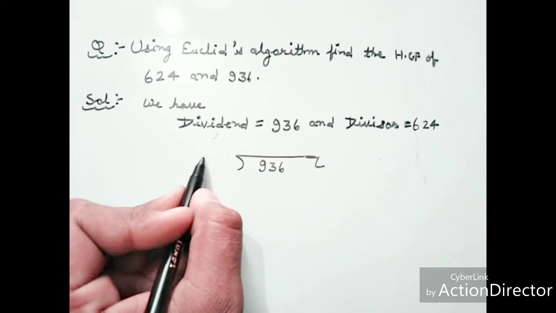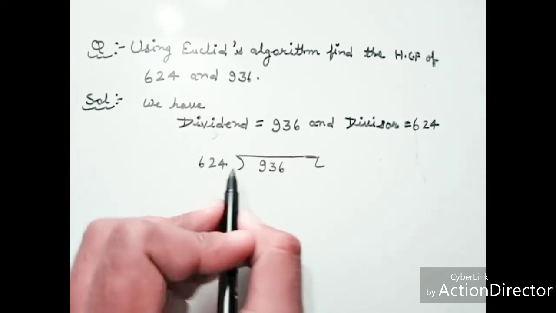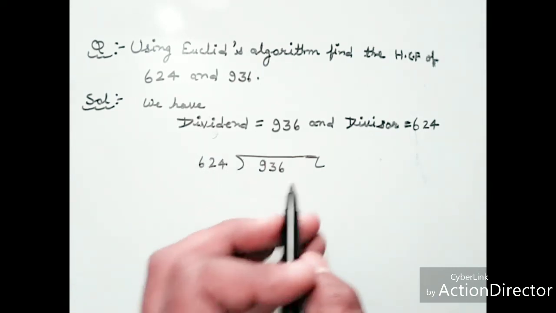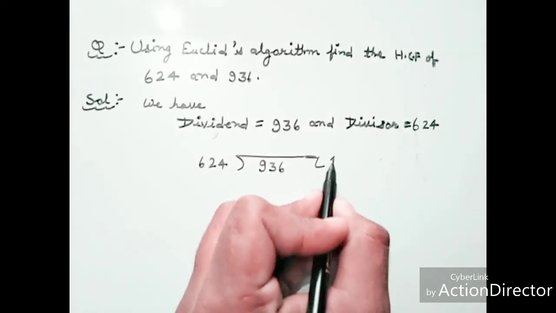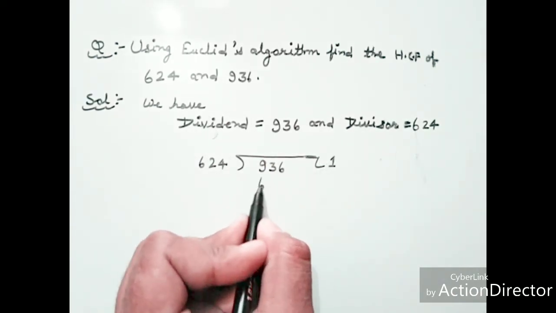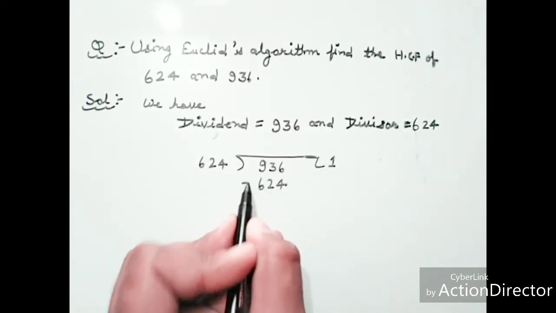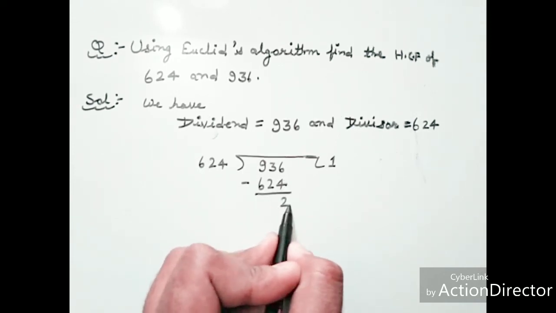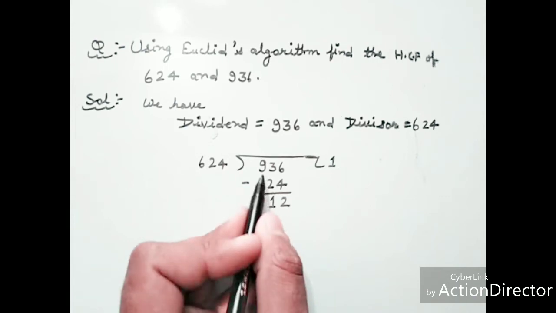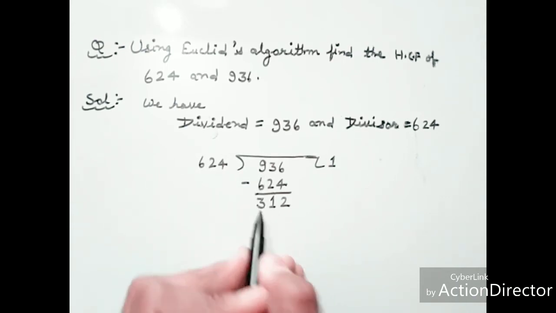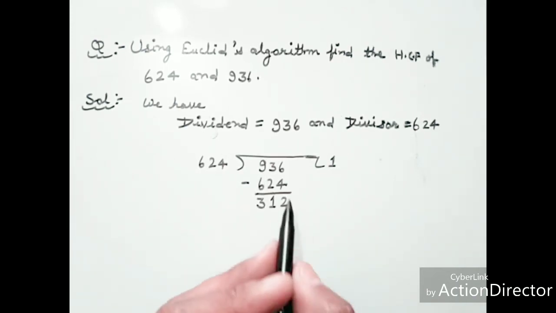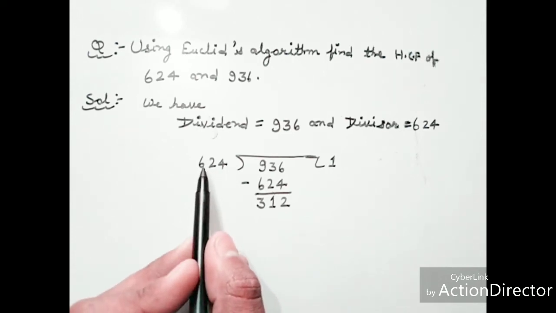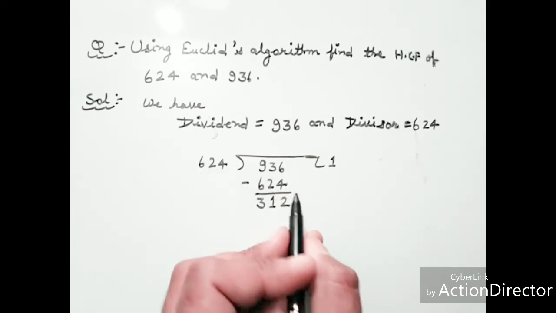936 by 624. 624 divides 936 one time. So we write 624, then subtract these both numbers. 6 minus 4 is 2, 3 minus 2 is 1, and 9 minus 6 is 3. Now we divide this divisor, change into dividend here, and the remainder we take as a divisor.